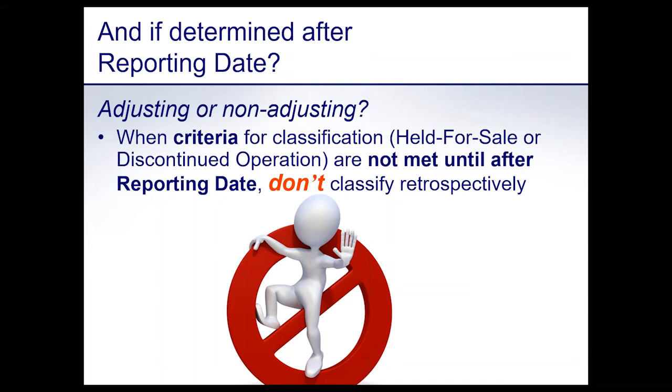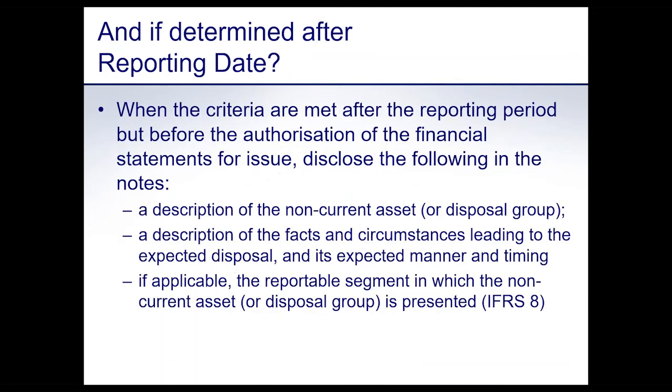What you may find yourself with is a situation where the criteria are met after year end, but before the financial statements are authorized for issue. In that situation, we'll be required to disclose as part of the notes to the financial statements what the non-current asset or the non-current assets or the disposal group that we're looking at are, the facts and circumstances that led to your decision to dispose of the asset. So what is it that is driving this? How do you intend on disposing of the asset? And when do you intend on disposing of the asset? All of that must be disclosed as part of your financial statements.